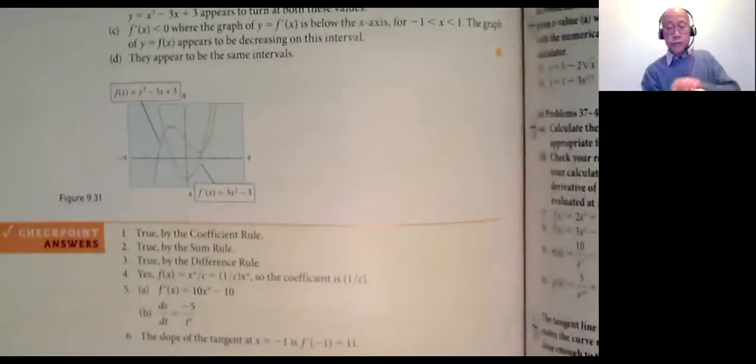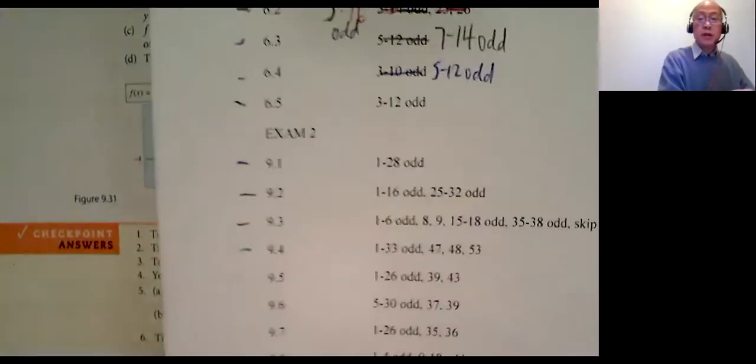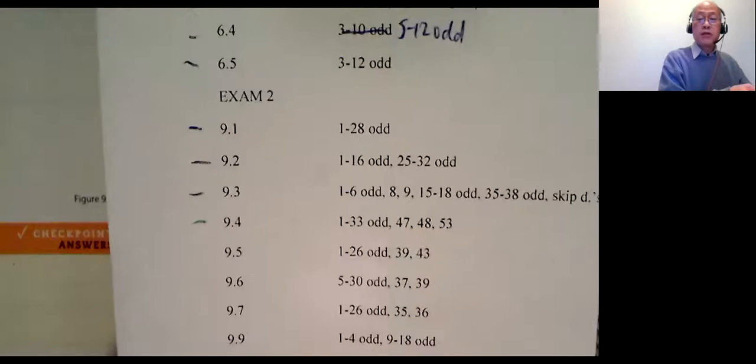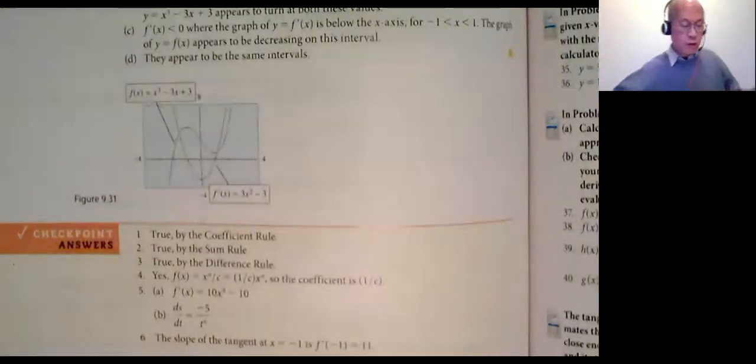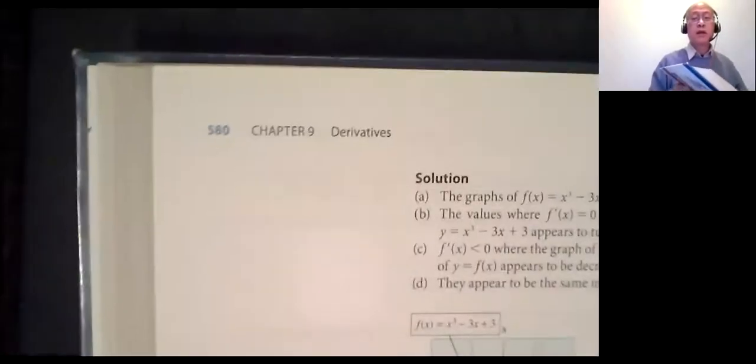Okay, so we're ready. Okay, so 9.4, where are we? 1 to 20, 1 to 33, 47, 48, 53. We have to go up to 53. Okay, so for those of you that aren't getting the book, page 580.